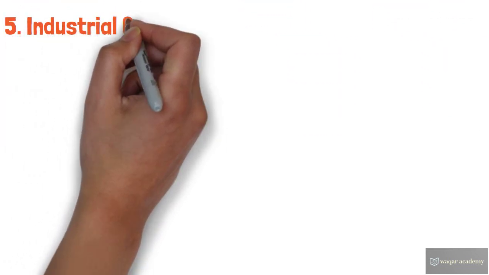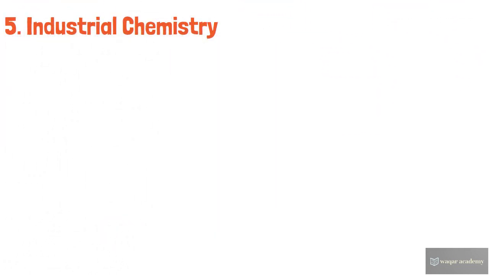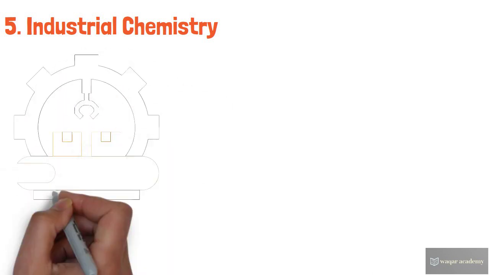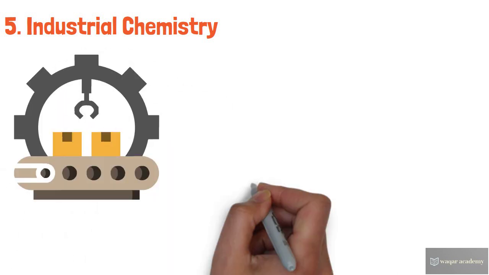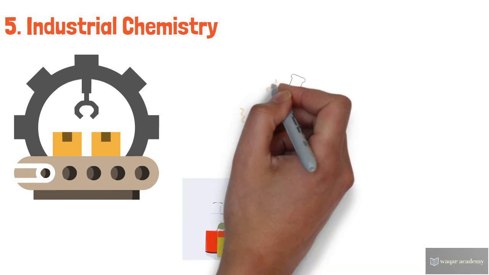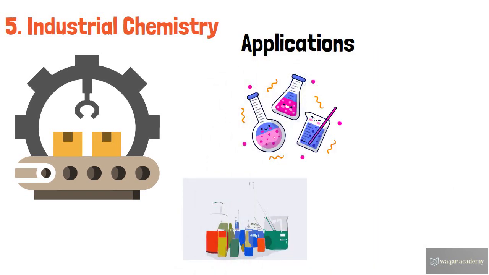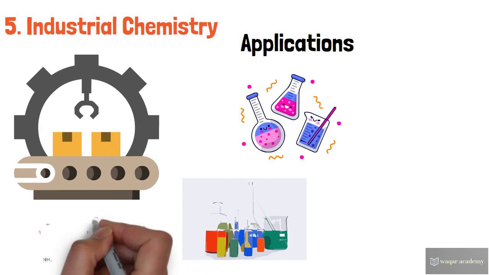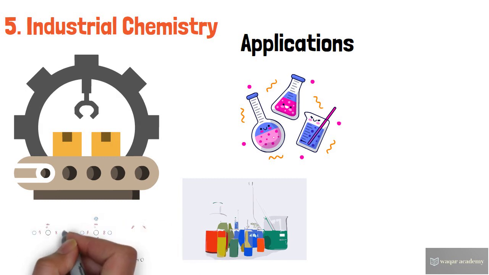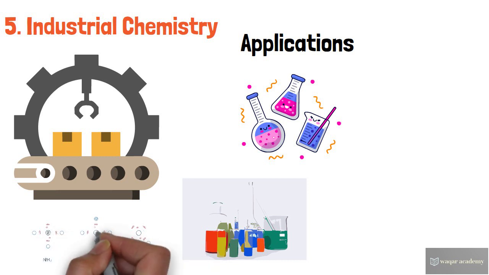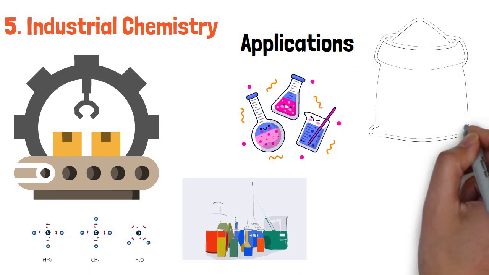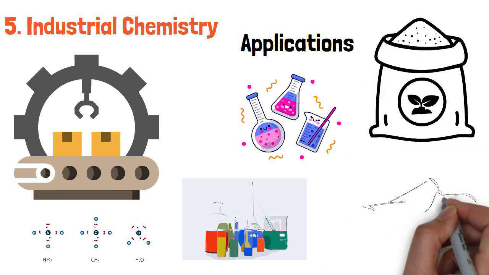5. Industrial chemistry. Definition. Industrial chemistry focuses on the manufacturing of chemical compounds on a commercial scale. Applications. It plays a vital role in producing essential chemicals like oxygen, chlorine, ammonia, and more, which serve as raw materials for various industries, including fertilizers, textiles, and paints.